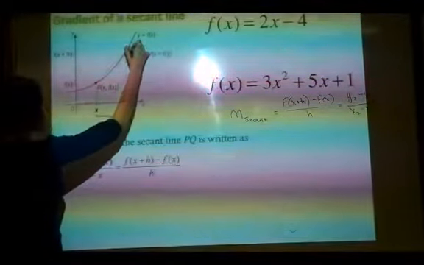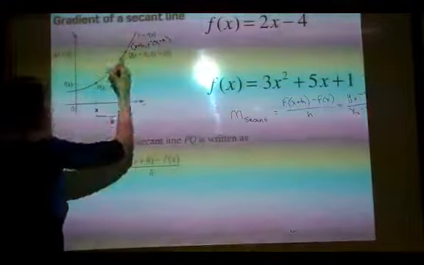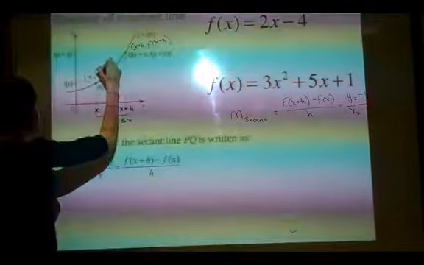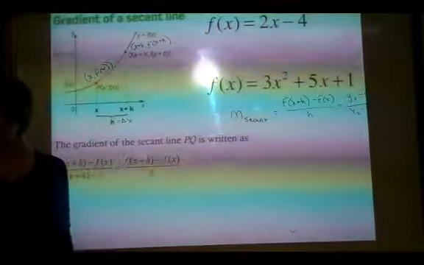So I would have the ordered pair here, x plus h, f of x plus h. And over here, this would be the point x, f of x. So I would just take change in y over change in x. I can find the slope. You feel okay with that?